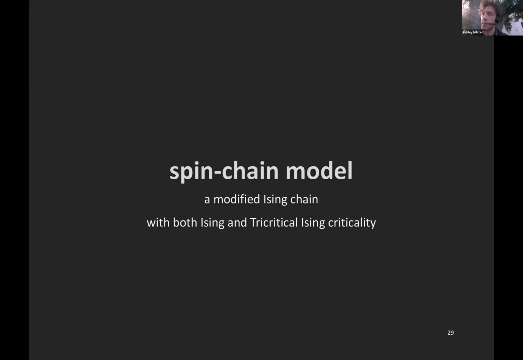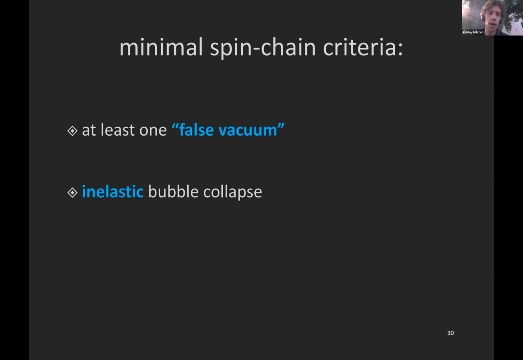That's as much as I'm going to say about the methods for now. Let me talk briefly about the model that we're using here. It's a modified Ising chain with both Ising and tricritical Ising criticality. It was studied relatively recently by Edward O'Brien and Paul Fendley, and Hosho Katsura and his collaborator. It's interesting because you can think of the term different to the regular transverse field Ising model as being a T T-bar type term in terms of the CFT.